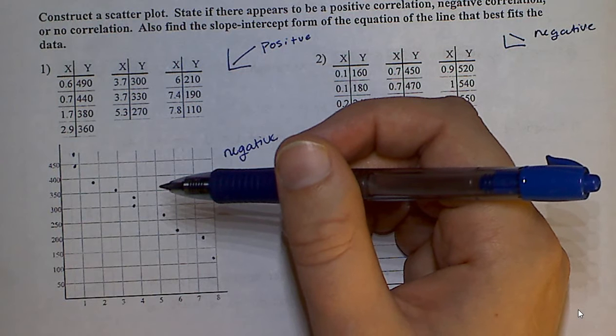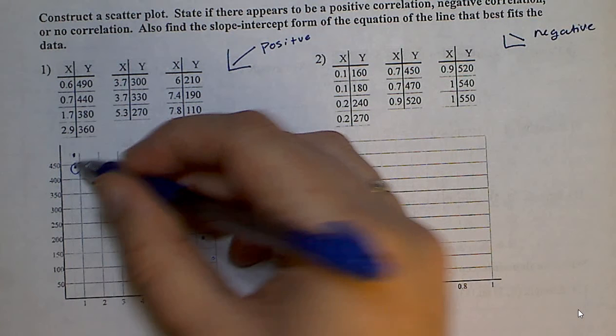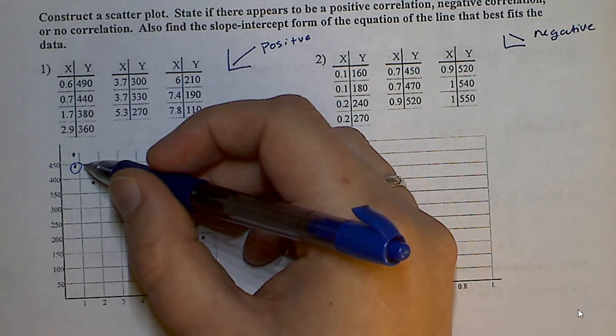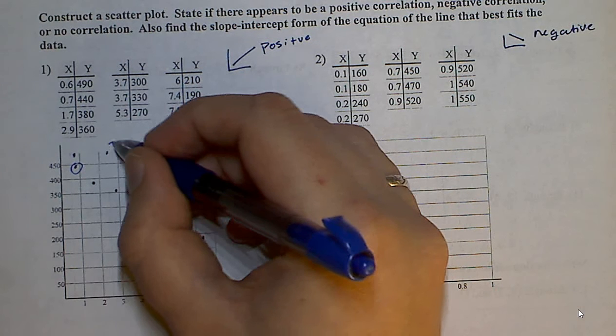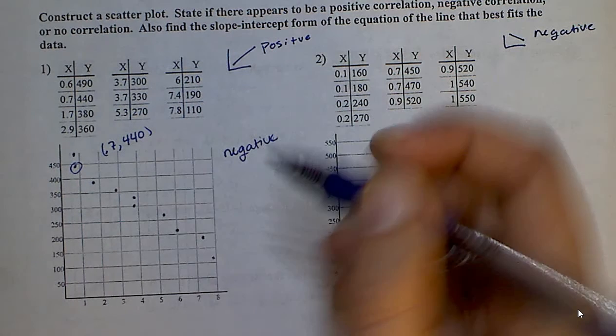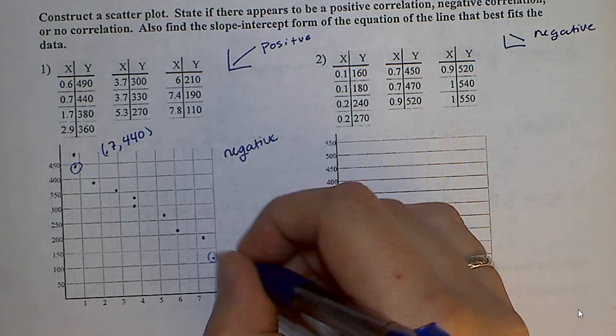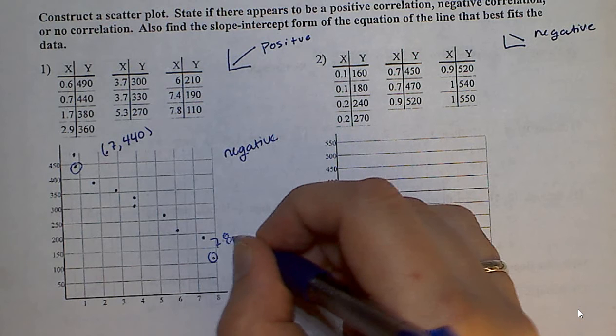You think which ones? Okay, so you think it should be this one, which is 0.7, 440. So Christina thinks 0.7 comma 440. And what's the other one? The last one? Christina thinks the 7.8 comma 110.